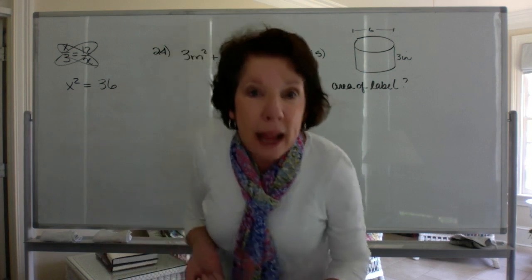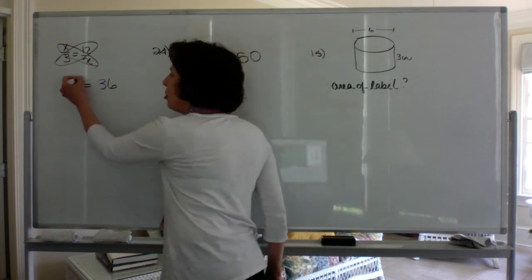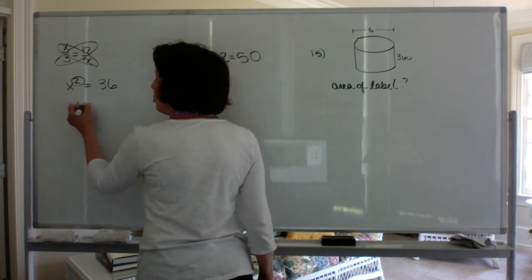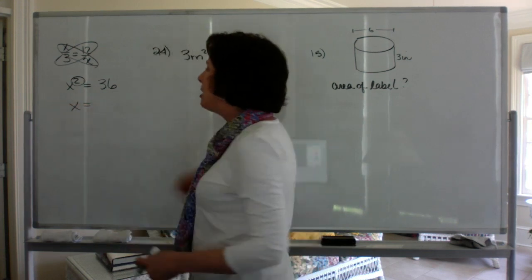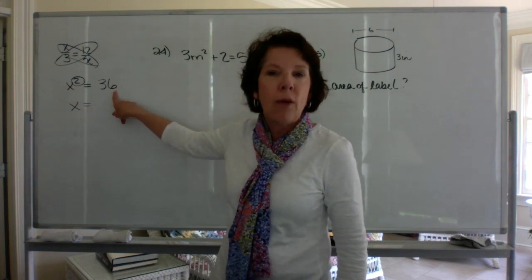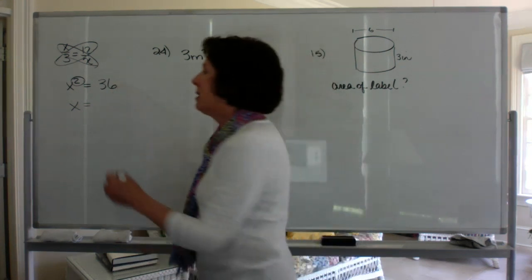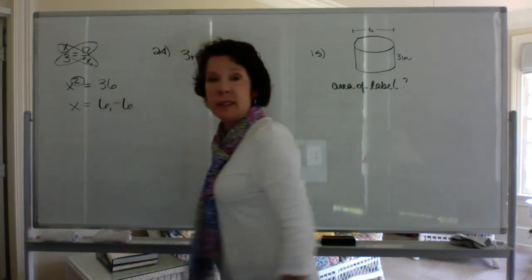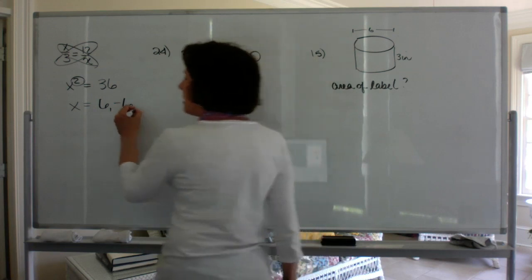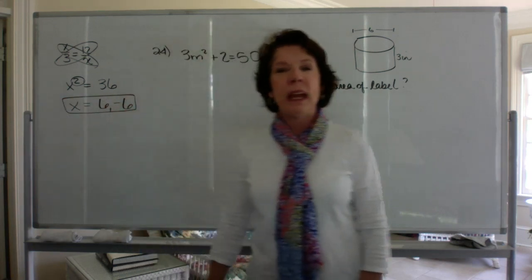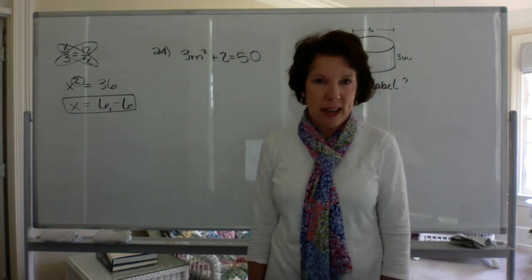Okay, how many answers do I have? I have 2 answers. And my answer, x, is going to be the positive and negative square root of 36. Well, what is the positive square root of 36? 6. What is the negative? -6. So -6 and +6 both can be squared and give me an answer of 36.